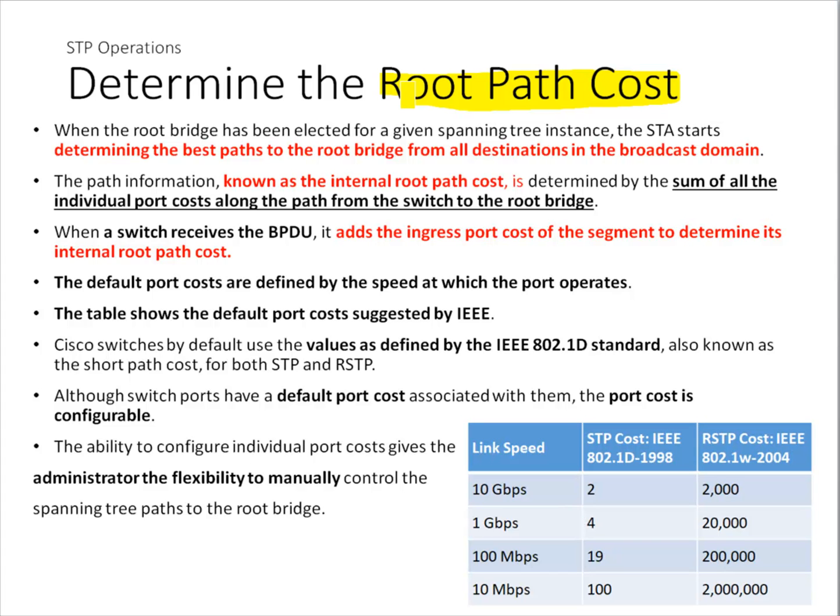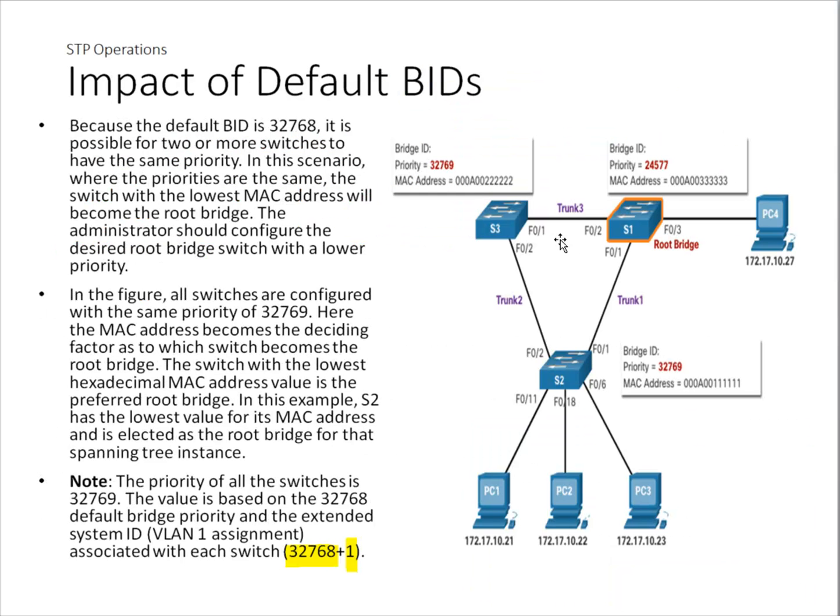So what is the root path cost? We selected the root bridge; from the root bridge to all the nodes, that means all the switches, we are going to find what different paths are available. Then for every path, a cost should be calculated. If I go to the previous slide, you can see we selected S1 as the root bridge because the priority value is lower.